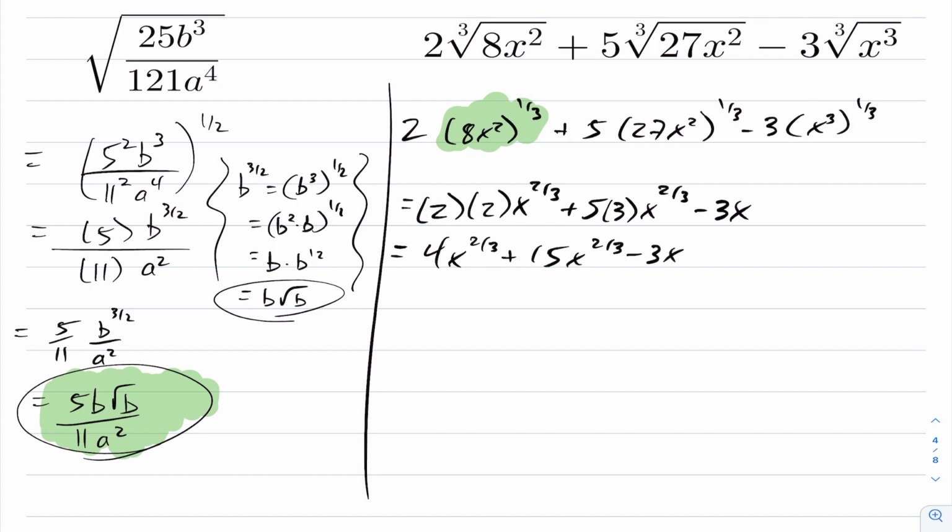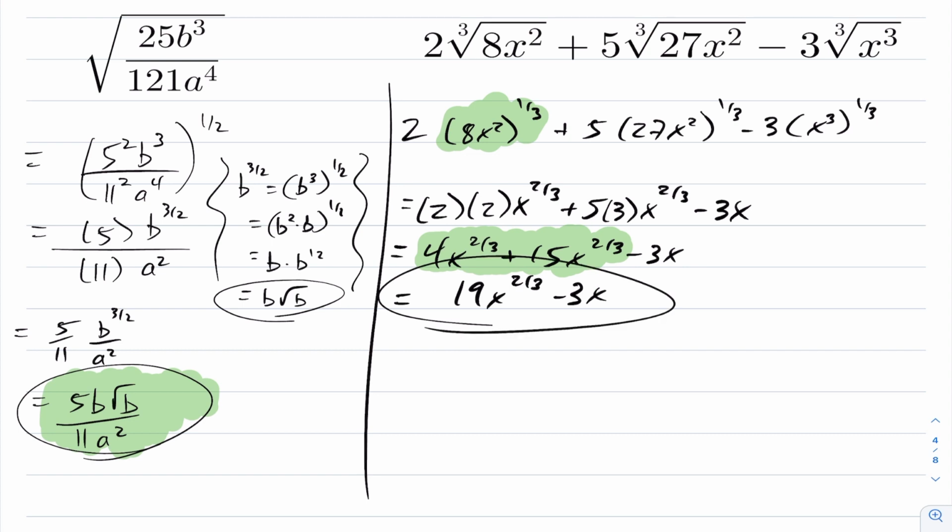minus 3x. And you can see here, these are now like terms. You have 4 of these x to the 2/3 and adding another 15 of these x to the 2/3. So you end up getting 19x to the 2/3 minus 3x. And that becomes our simplified expression. Let's take a look at another example.